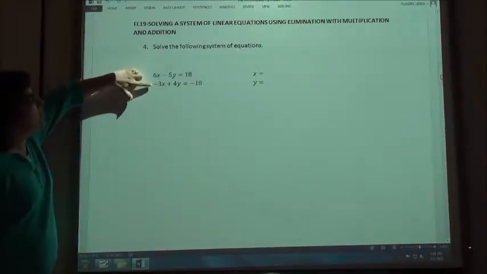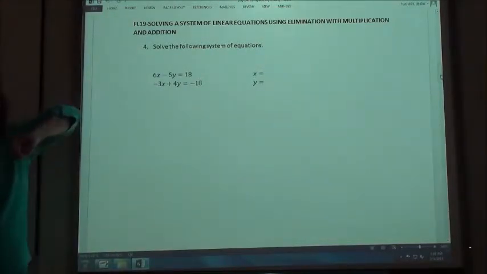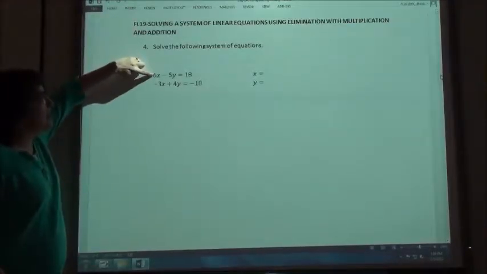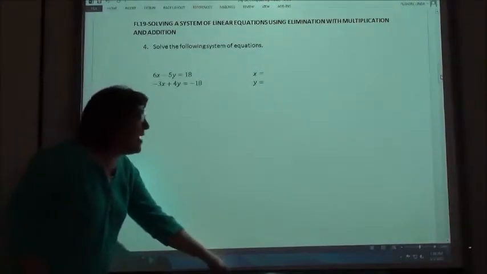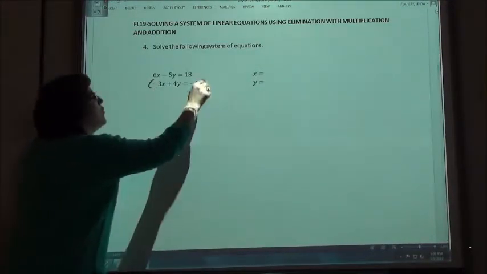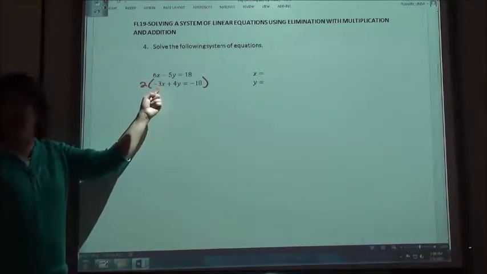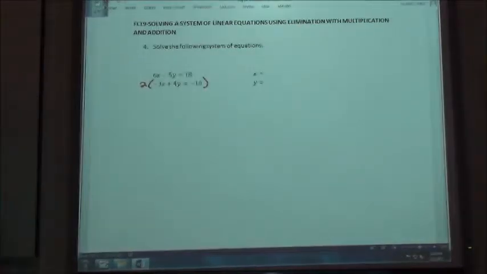So you look in front of the x's and say, okay, what is my least common multiple of 6 and negative 3? 6 would be, right? So if I wanted to make these opposites, since this one's already 6, I would multiply the bottom equation by 2. Because if I multiply the bottom equation by 2, I'm going to get a negative 6. So one will be 6, one will be negative 6, and they'll be opposites of each other.